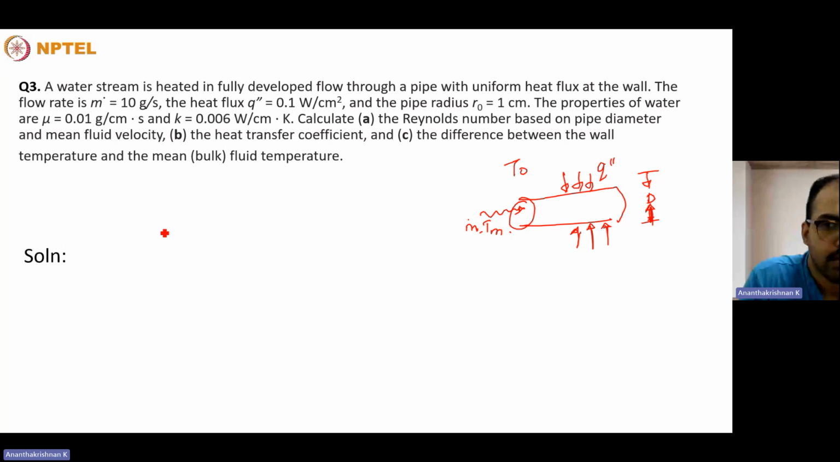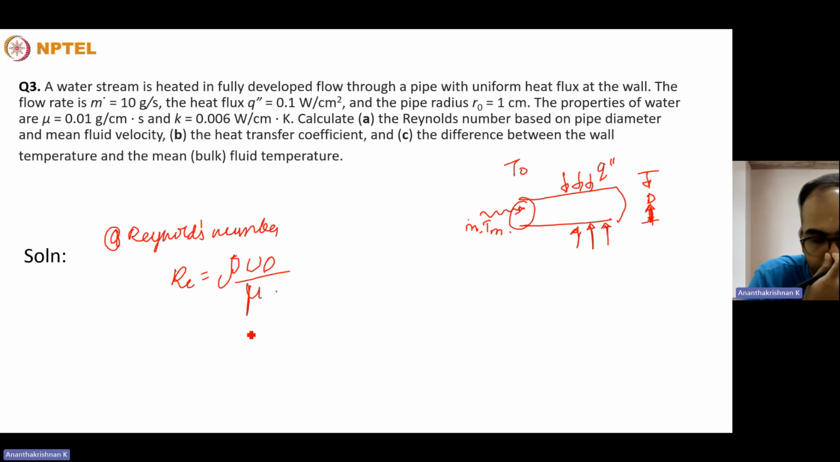in the question, we have to calculate first of all the Reynolds number. The Reynolds number Re is equal to rho UD divided by mu. Then we have to do some kind of simplification, since the mass flow rate is given in the problem, to arrive at the Reynolds number term from the mass flow rate. So we know that mass flow rate is equal to rho into velocity into the cross-sectional area.